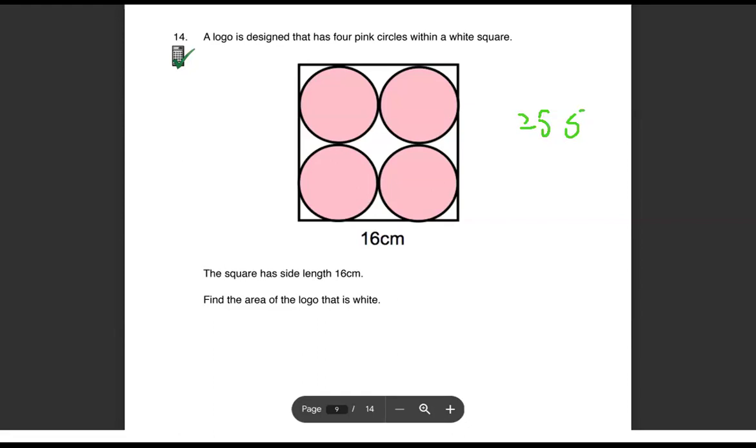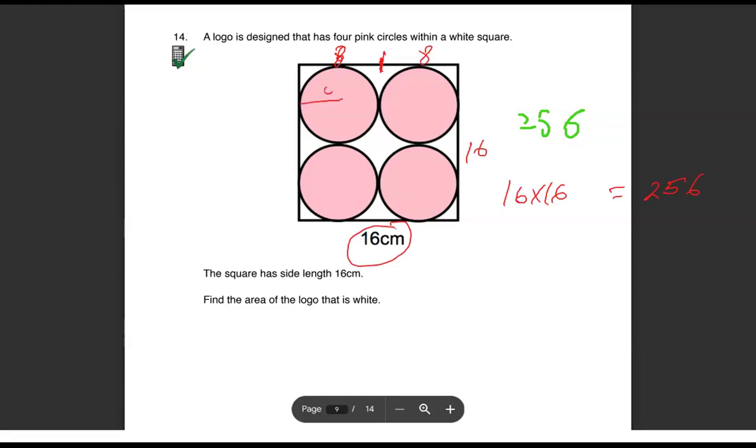You have 4 circles inside. Could you just do 256 divided by 5, which would give you 51.2? So, you have to find out the area for this one first. 16 times 16 is what? 256. 256, right? Then you now find out the area of each of them. So if this one is 16, half is going to be 8. Then, yeah, it's going to be 4.